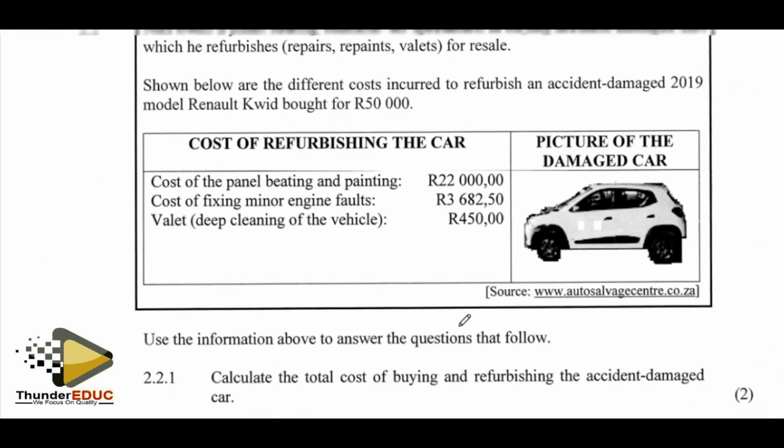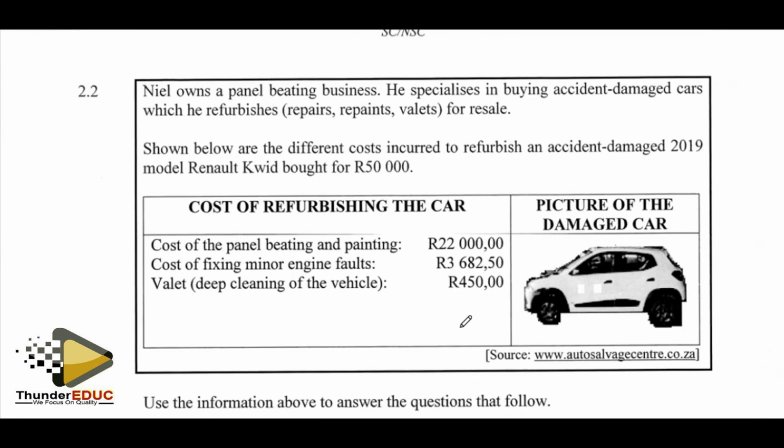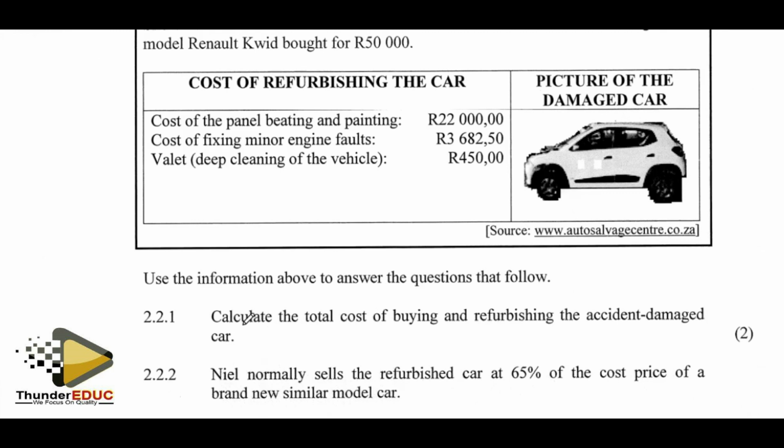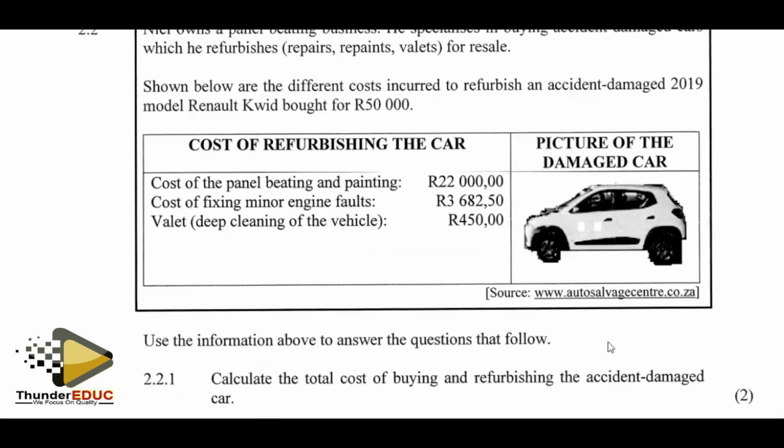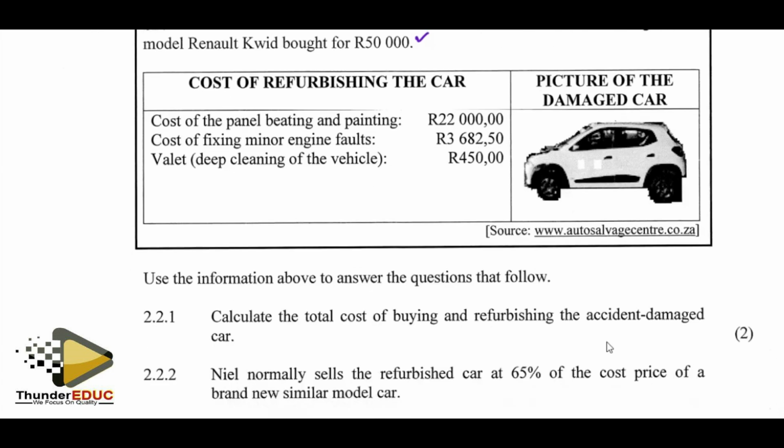2.2. Someone has a business of refurbishing cars and they sell them. They buy accident cars, they panel beat them, and they sell them. Here they're asking you, calculate the total cost for buying and refurbishing the accident damaged car. They say shown below are different costs incurred to refurbish the accident damaged car. The model Renault bought, they bought it at what? 50,000. So you come down here, right? 50,000 plus these costs for refurbishing.